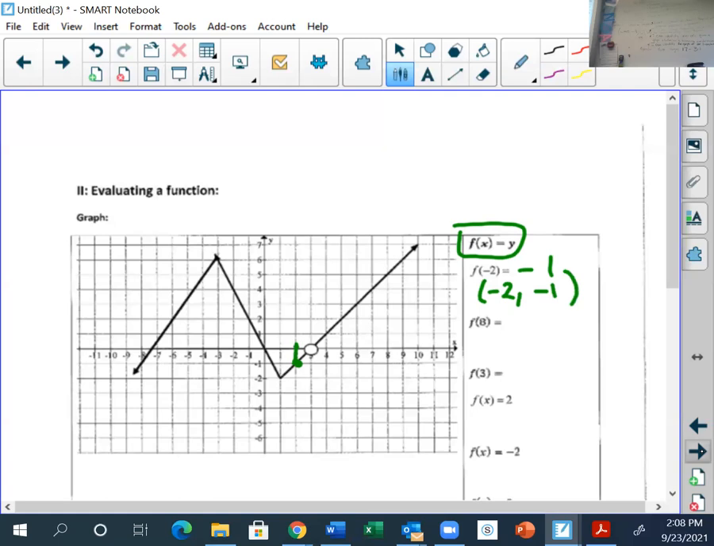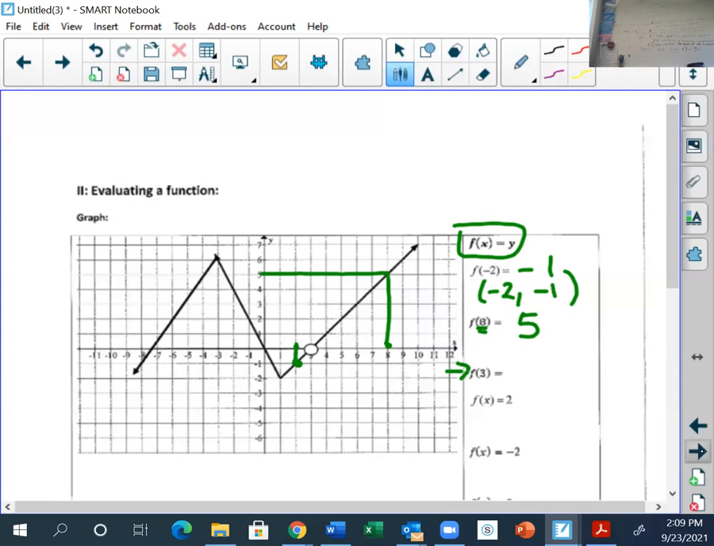The next one is f of 8. When x is 8 here, where's the graph? I go up and find where the graph is, in this case at positive 5. So when x is 8, y is going to be positive 5. Okay? So go ahead and do this one.